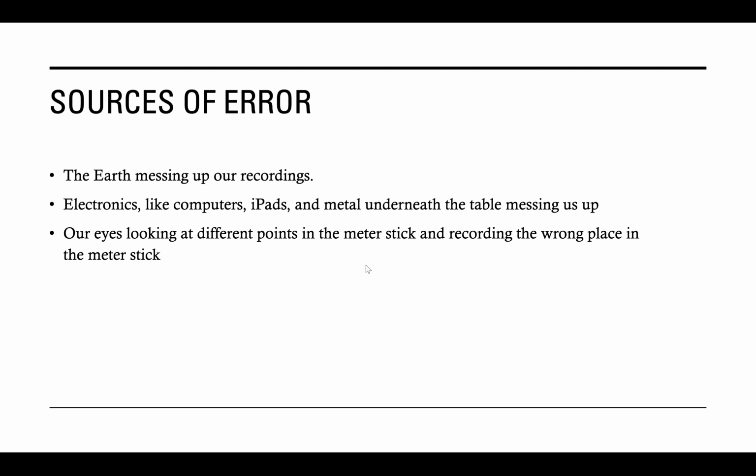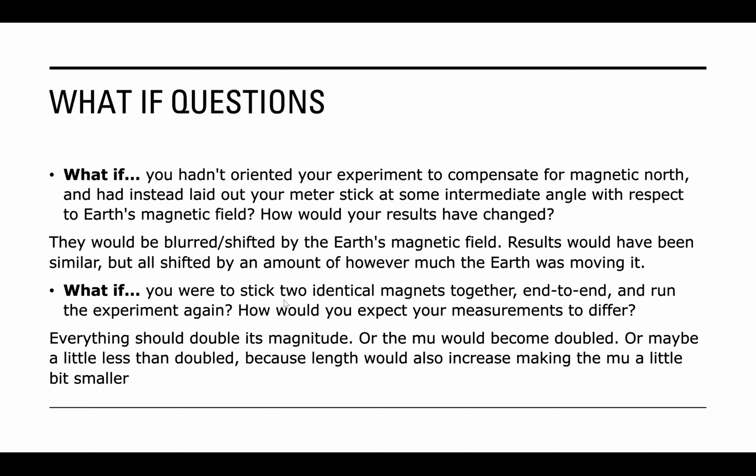So yeah, some sources of error. We're not perfect. Our Earth would still mess up our measurements, which would mess up our magnetic moment. And then there was also a whole bunch of electronics that were also producing a magnetic field, like our computers or iPads. And then there was the metal underneath the table that was probably doing something as well. Then the other issue was that we were using our eyes to measure how far across the bar was on the meter stick. And we're once again human. We can only see how close or how far it is based on assumptions.